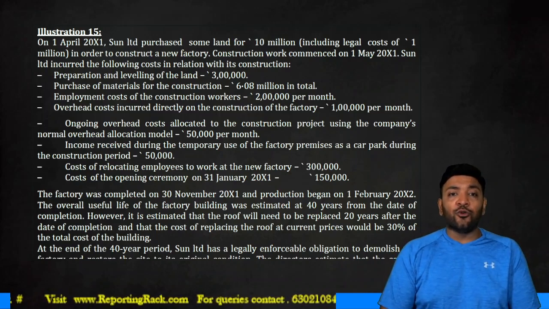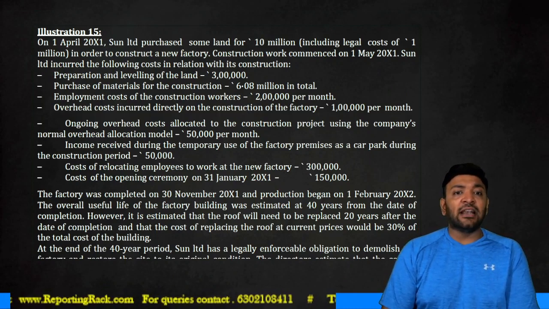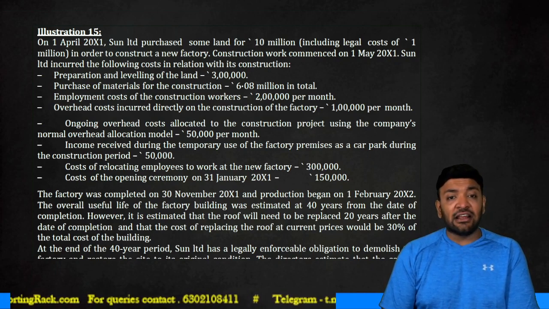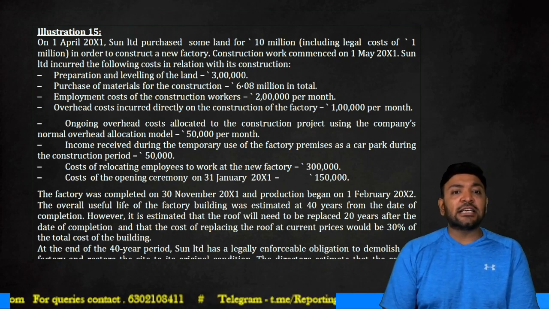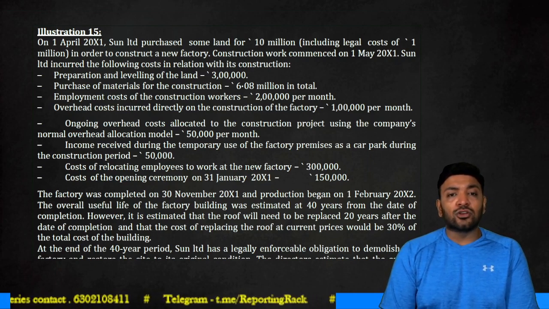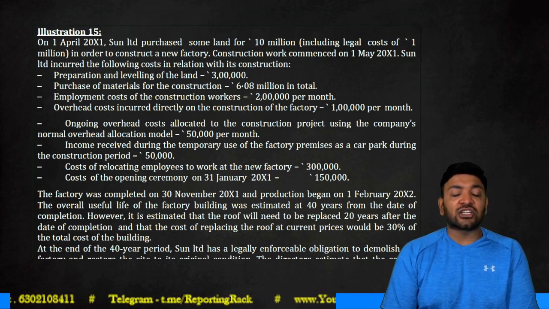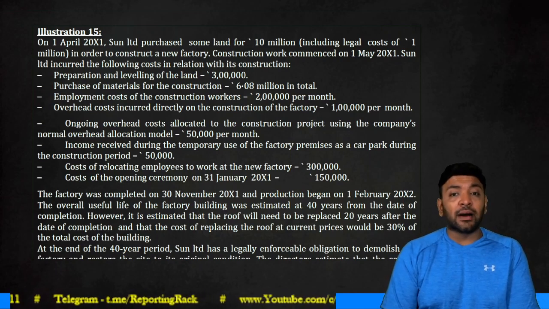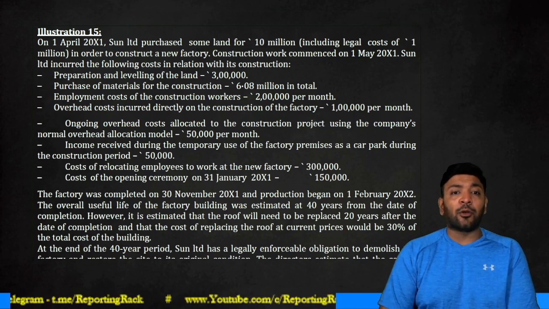In order to construct a new factory, construction work commenced on 1st May. Sun Limited incurred the following costs in relation to the construction. Preparation and leveling of land, absolutely supposed to be included, 3 lakhs. Purchase of material for construction is 6.08 million, so 6,08,000 in total. Employment cost of construction worker is 2 lakh rupee per month. We have to multiply it with the number of months to identify what is the entire employment cost or the labor cost.